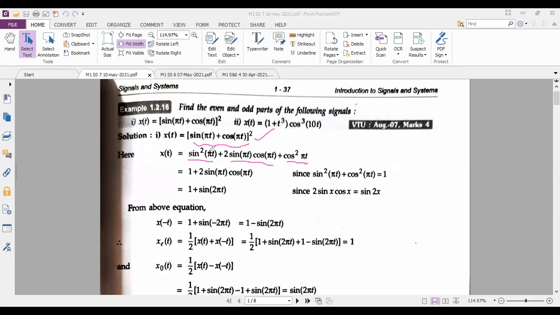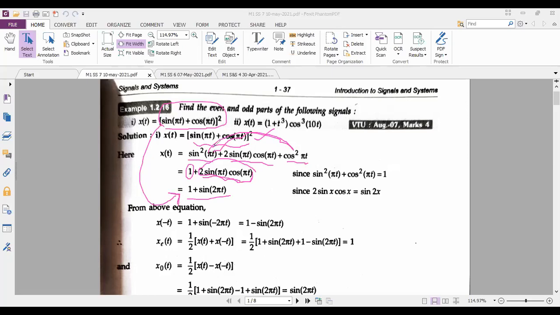You all know very well the trigonometric formula, cos square theta plus sine square theta is equal to 1. So I will write that as 1, and I will be having 2 sine pi t cos pi t. Even we know 2 sine theta cos theta is equal to sine 2 theta. See, the question is in the form of (a plus b) the whole square. That is now converted into the simplest form using the trigonometric formulas.